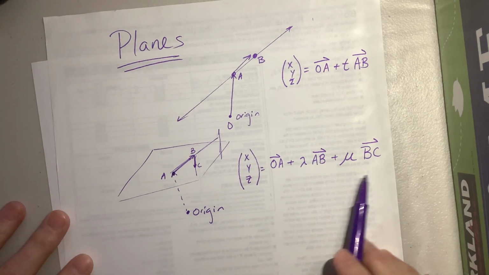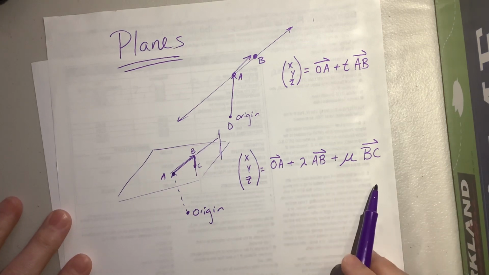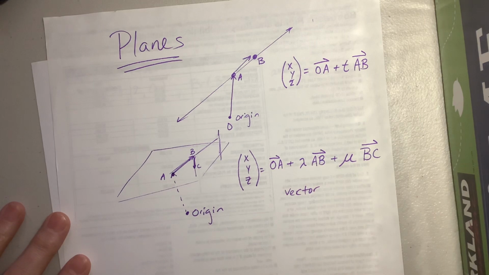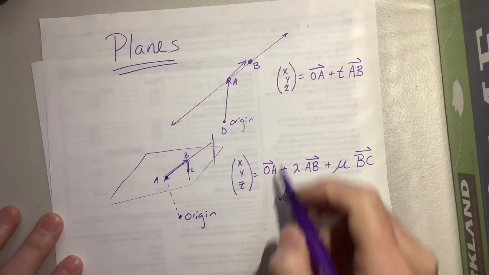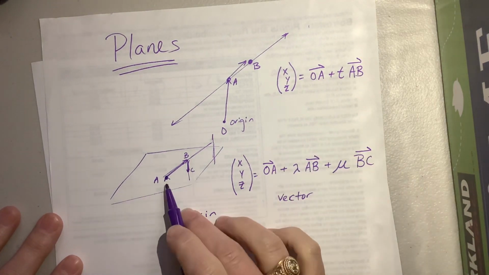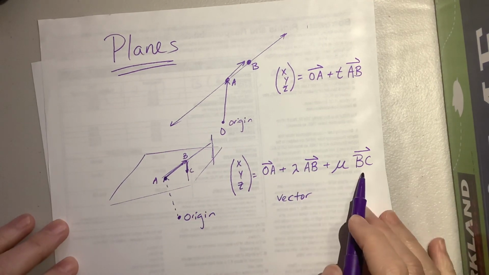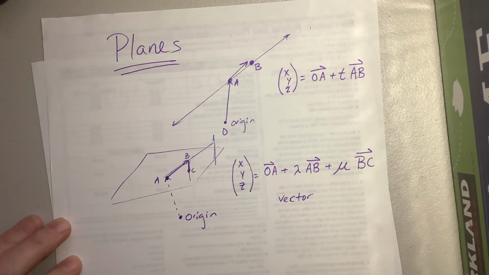So this is how we would write the equation. This is the vector form of the equation of a plane. We have a position vector, so we've got to find a spot on the plane, and then we have two direction vectors on the plane, as long as they're not parallel to each other.